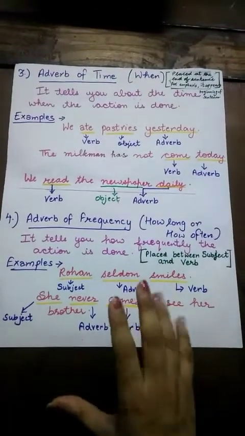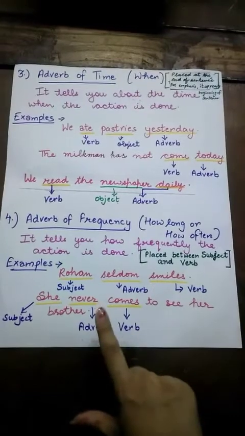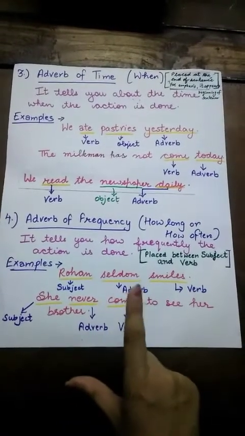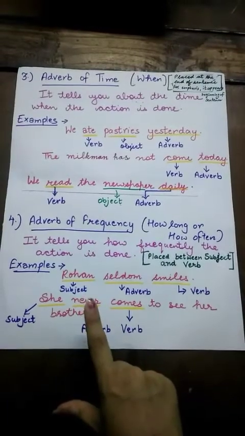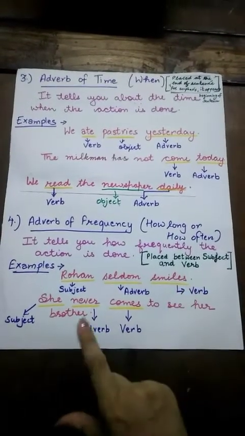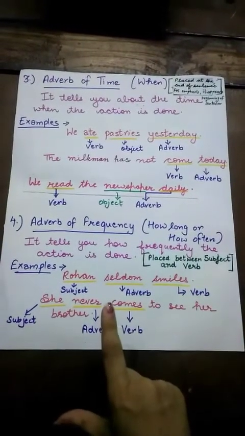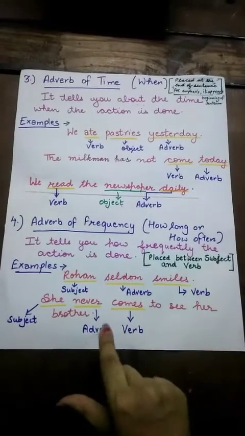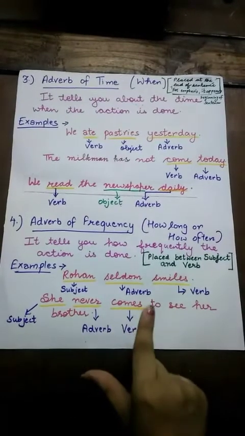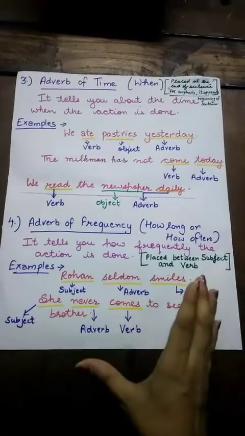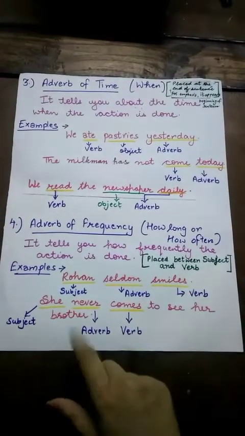Now observe these two sentences carefully. The adverb seldom is placed exactly between the subject and the verb. Similarly, the word never, that is an adverb, is placed exactly between the subject and the verb. Now read the sentences carefully.